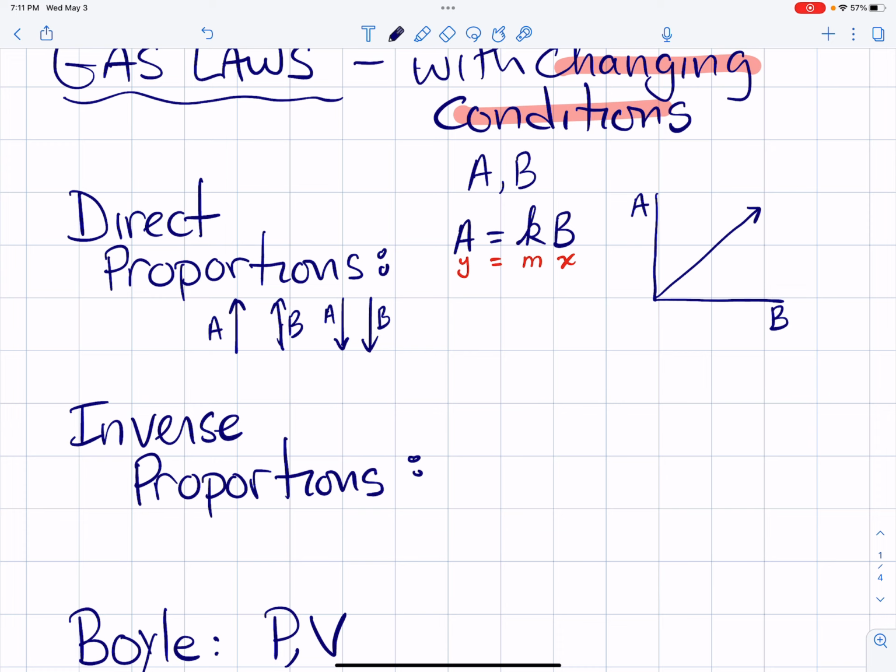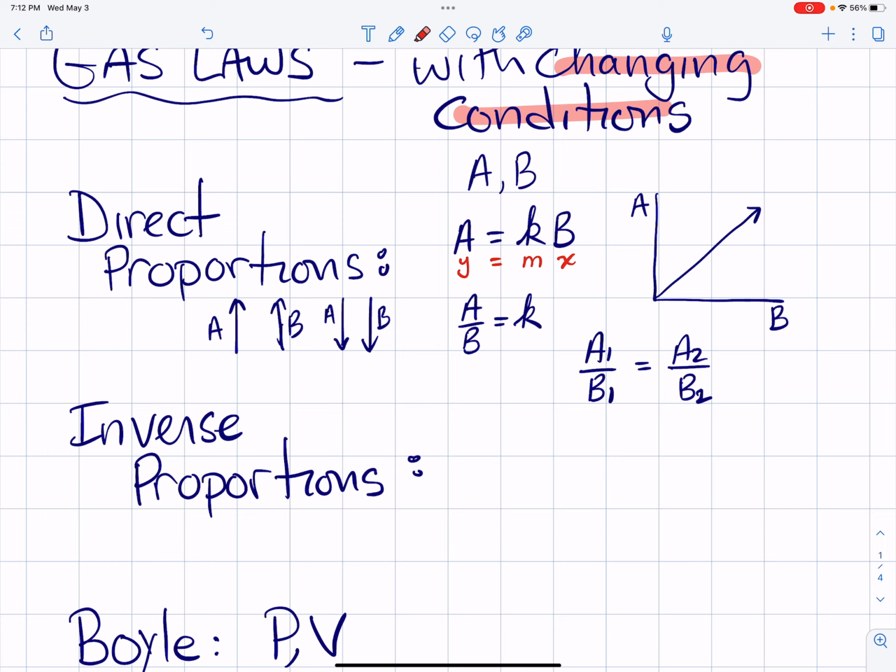When you rearrange the equation A equals K times B, you can say that A divided by B is constant. So when you have these variables directly proportional and you divide them, you'll always get the same answer, this constant, which means that if you have an A1 and you divide by a B1, so this could be, for example, an initial volume and an initial temperature, and you divide them, that will equal the A2, a new volume, for example, divided by a B2, a new temperature. So this is another algebraic way of thinking about direct proportions.